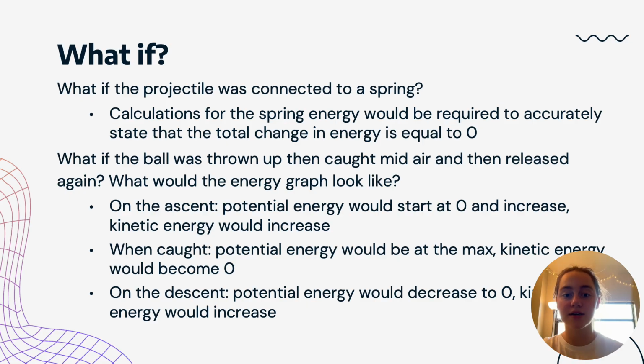Well, on the ascent, potential energy would start at 0 and then increase, and kinetic energy would increase. And then when caught, the potential energy would be at its max because the ball is at the highest, and the kinetic energy would become 0 because the ball is no longer moving. Then on the descent, the potential energy would decrease from its max to 0 as it approaches the ground, and the kinetic energy would increase because originally it was at rest, and now it's increasing as it approaches the ground.